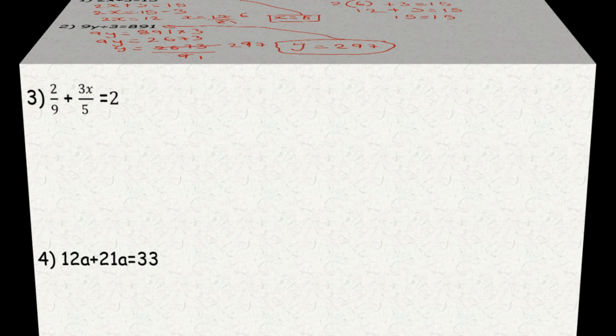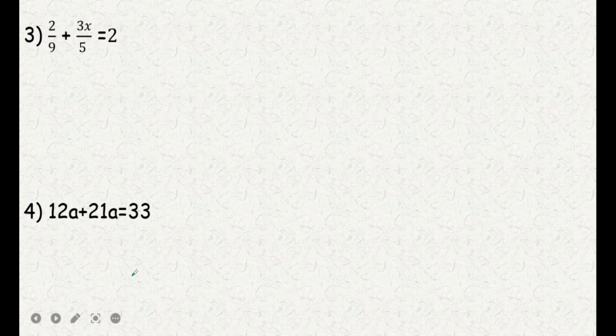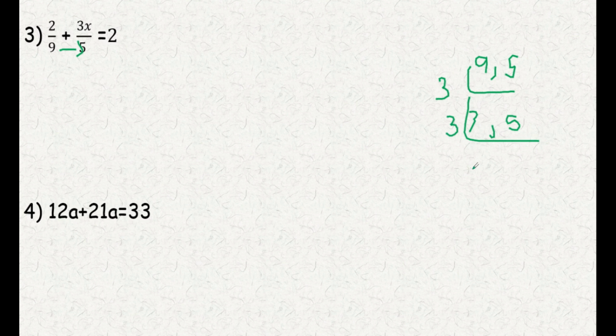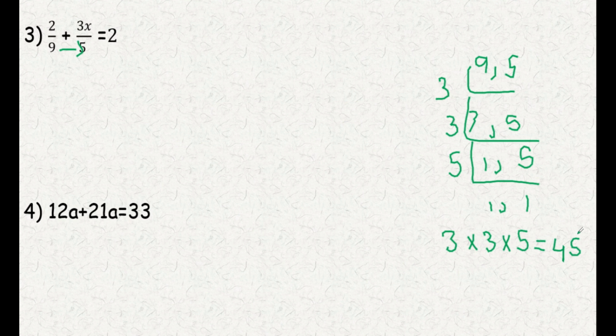Now, this problem is quite different from the last model. First we should take the LCM of these two numbers. The LCM of 9 and 5 is 3 into 3 into 5, which equals 45. Then the LCM is 45.